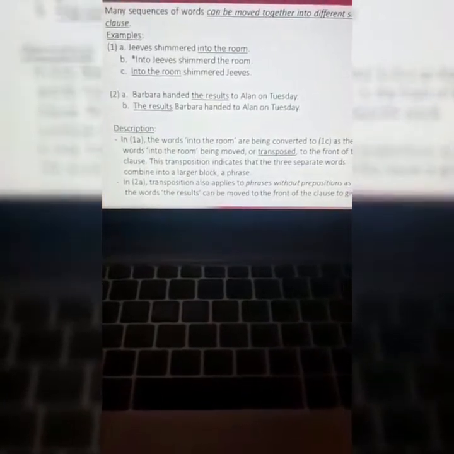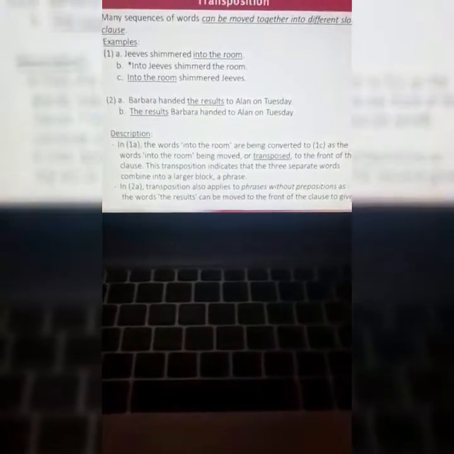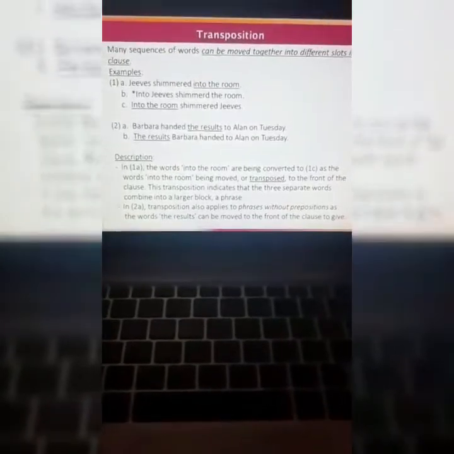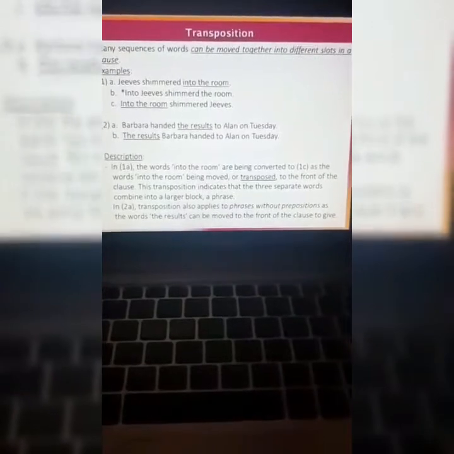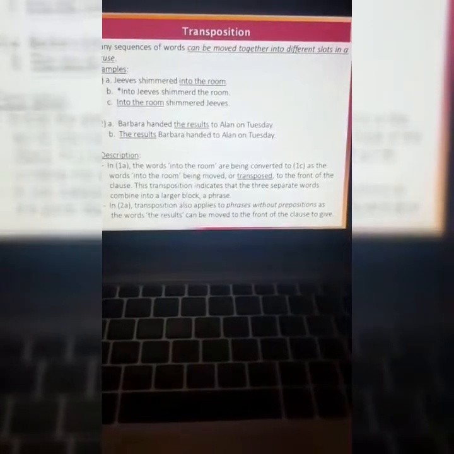Karena move-nya tidak together yang ini, tidak sama-sama. Number 2A dan 2B juga benar jika bosan. Seperti 2B, strukturnya boleh diganti seperti, maksud 2A diganti seperti 2B, it's okay. Because the meaning is not different, still the same. That's transposition. Artinya apa? Can be moved together into different slots in a clause.